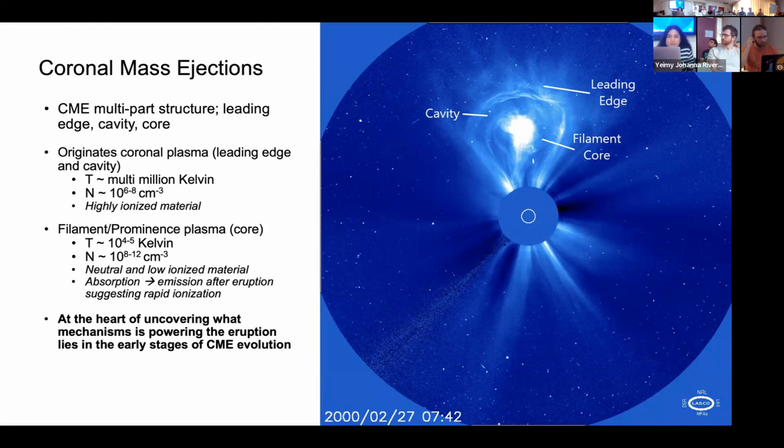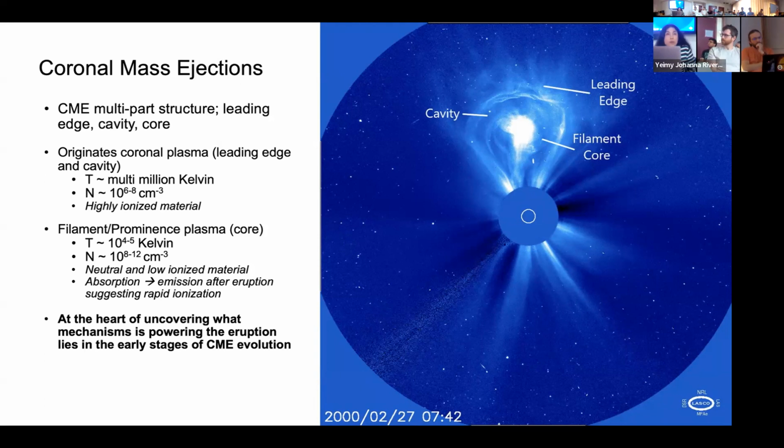I'm trying to point out some of the different structures that we see in white light coronagraphs. You can see the leading edge, the cavity, and the filament, which is very bright, the core that we often see if you're looking at it in the right direction. The leading edge forms as the plasma gets ejected and accelerates into the slower moving coronal plasma. So you get this huge compression at the front, a density enhancement. Generally, the cavity is much less dense just behind the leading edge, and then you get the very bright, dense filament.